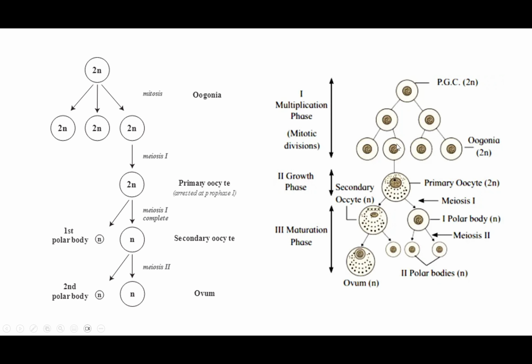So it will grow. It really has a growth phase, because now it's going to grow into our primary oocyte. And then we're going to have meiosis one, but it stops at prophase until puberty. So it releases the polar body and stops until puberty. After puberty, we're going to have the secondary oocyte going through meiosis two, but it holds on until fertilization, and then after fertilization it completes itself. All right, so that's what's happening.